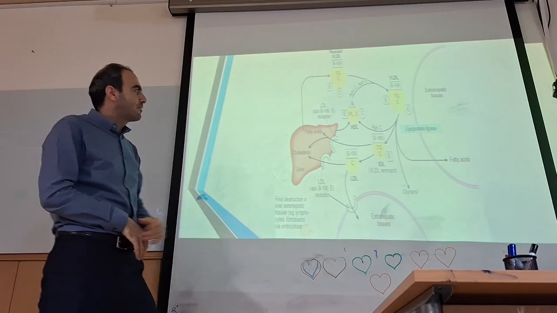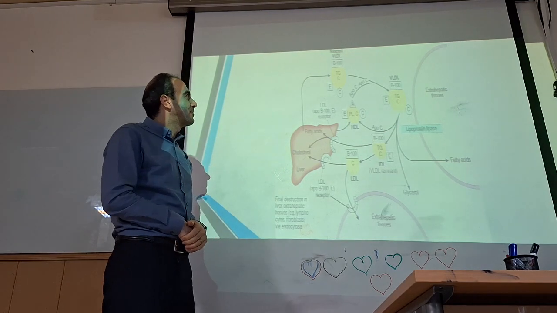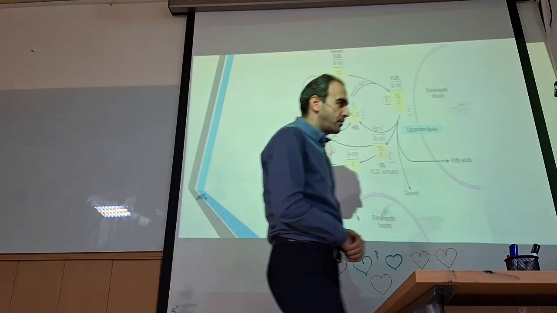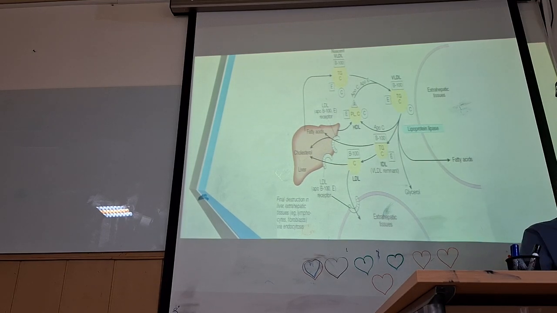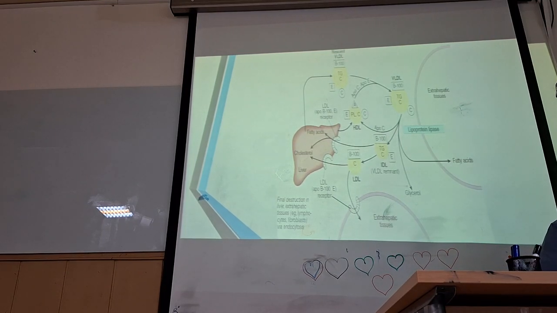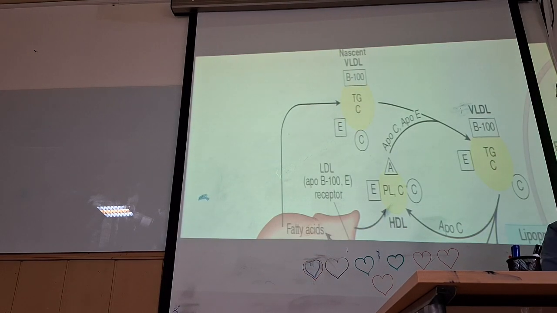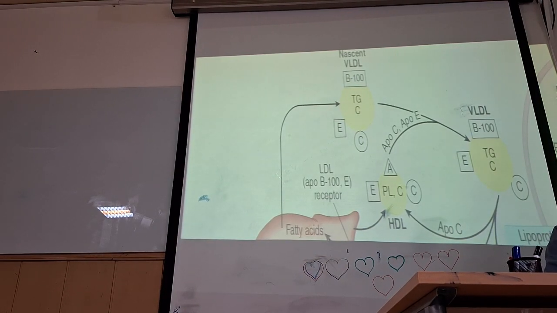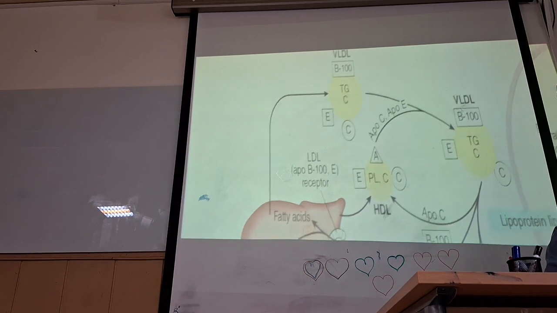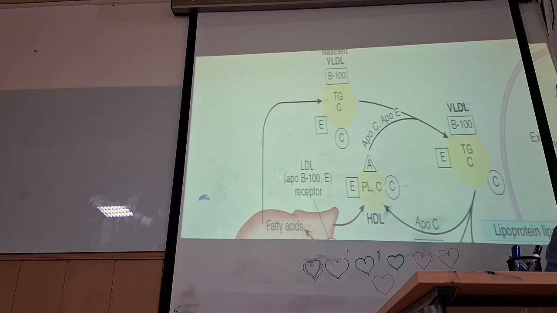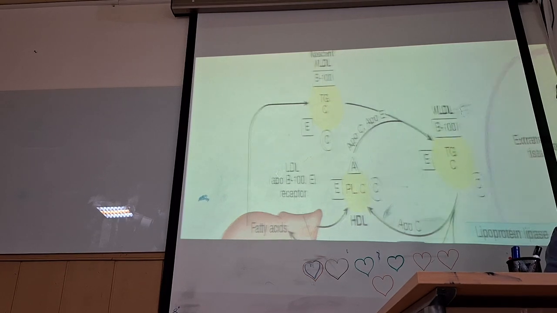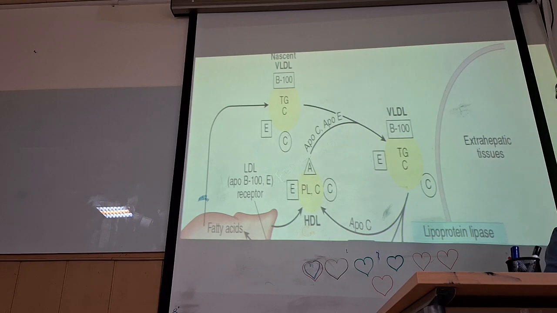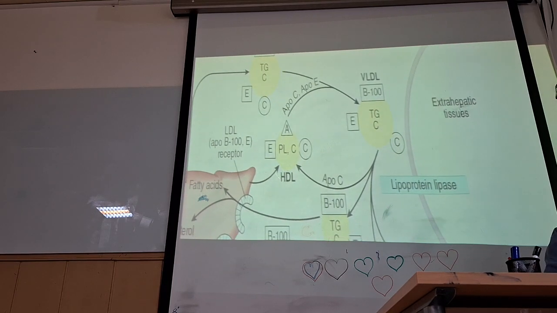So fatty acids become nascent VLDL by attachment of apoprotein B100, ApoE and ApoC. Let me zoom in. ApoE and ApoC are received from HDL. And then what happens is that it has three pathways, it seems.